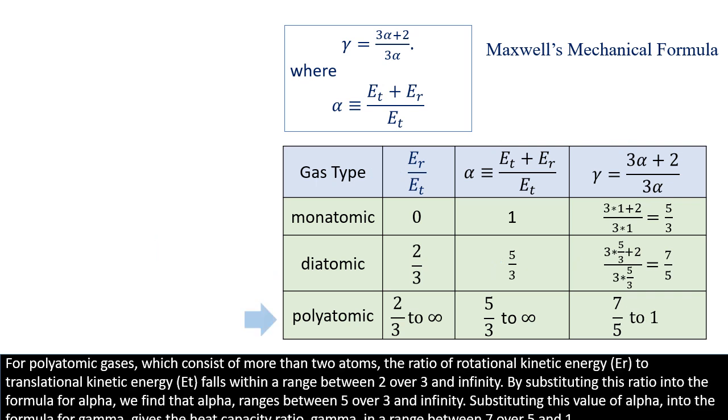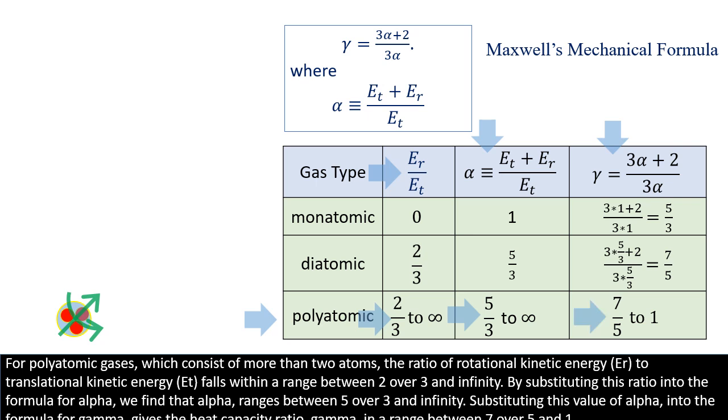For polyatomic gases, which consist of more than two atoms, the ratio of rotational kinetic energy, ER, to translational kinetic energy, ET, falls within a range between 2/3 and infinity. By substituting this ratio into the formula for alpha, we find that alpha ranges between 5/3 and infinity. Substituting this value of alpha into the formula for gamma gives the heat capacity ratio, gamma, in a range between 7/5 and 1.